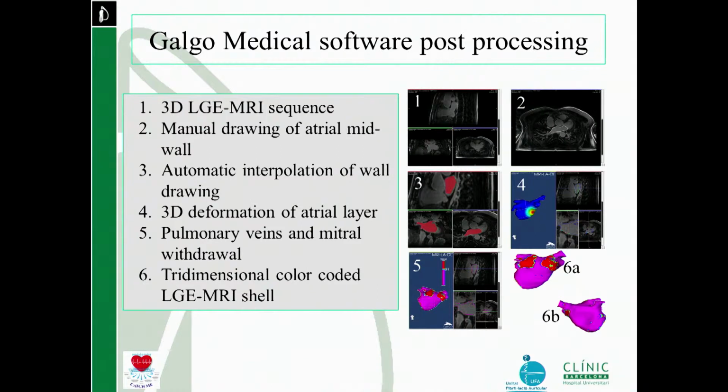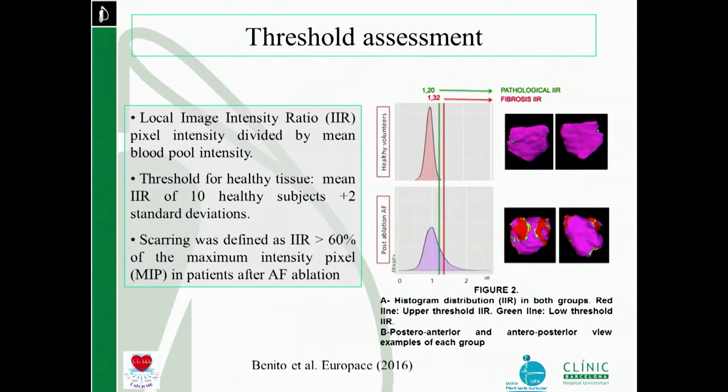First of all, you obtain the MRI, but then you do a manual drawing, which is a very operator-dependent process. Then you change that into a 3D structure, and finally you can even withdraw the pulmonary veins. So you end up having a shell that can even be fused with your mapping system, and theoretically you can use the areas that you identify of fibrosis to guide your procedures or to identify where this fibrosis is located.